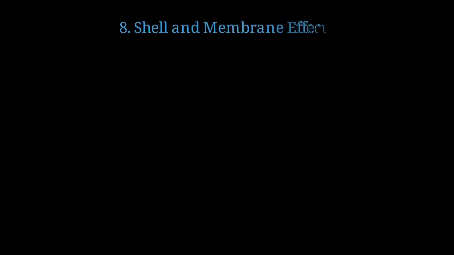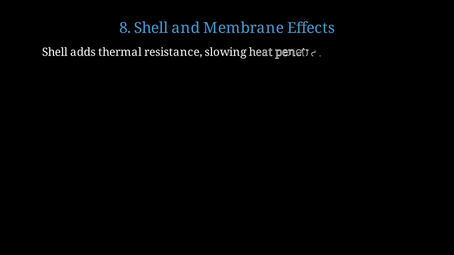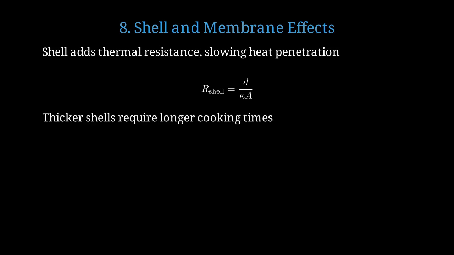The eggshell and membranes create additional thermal barriers affecting cooking. The calcium carbonate shell adds thermal resistance, slowing the rate of heat penetration into the egg contents. Thermal resistance of the shell is R equals thickness d over thermal conductivity kappa times area A. Eggs with thicker shells require proportionally longer cooking times to reach the same internal temperature. This cross-section shows the shell, membrane, white, and yolk layers, each adding thermal resistance to heat flow.